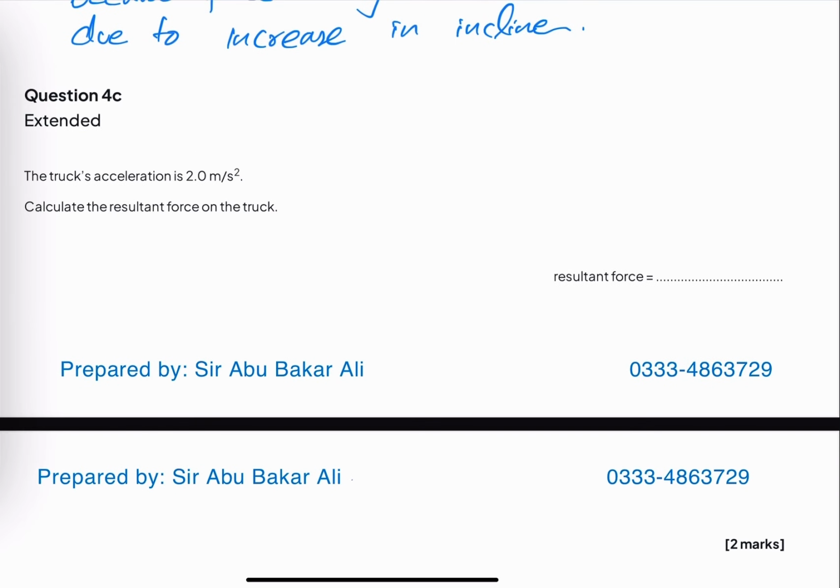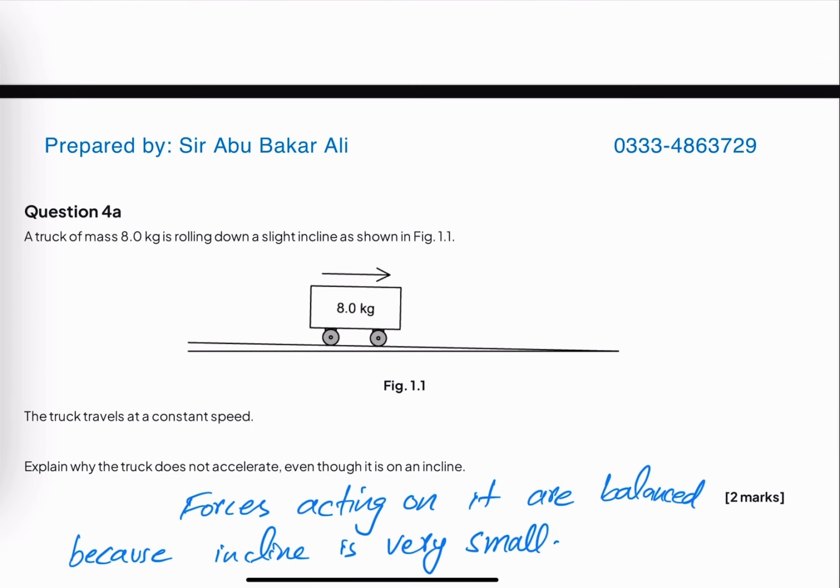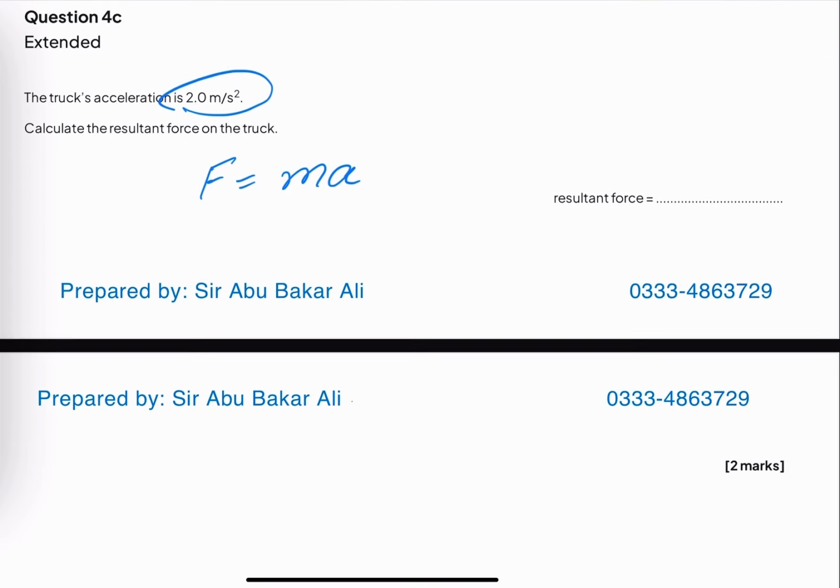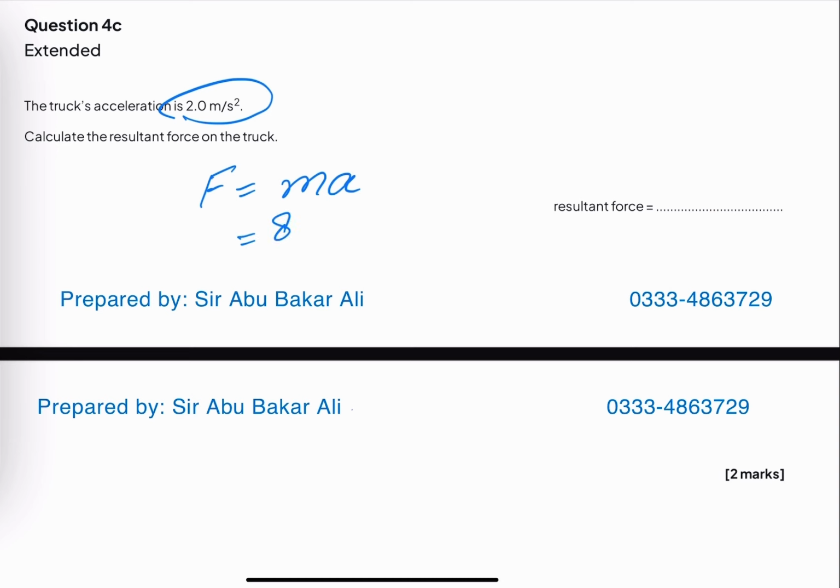Question 4c. The truck accelerates at 2 meters per second squared. You have to find the resultant force. So resultant force F is equal to ma. Mass was given, 8 kg. So 8, acceleration is 2. That will give you 16 Newton. So 16 Newton is the answer.